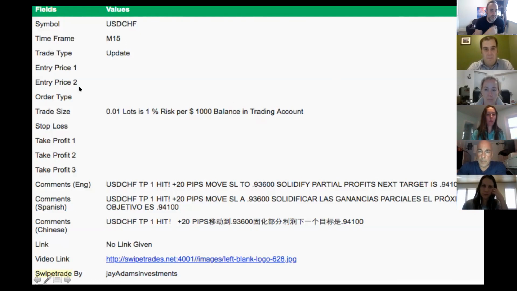So here, this sheet that you see here, this also comes in on your swipe trade. It's an update. See here, it says update right here. And what that means is, look at the comments. It's telling you that it hit the first. Remember, there were 3 take profits that I showed you a while ago. It hit the first one.